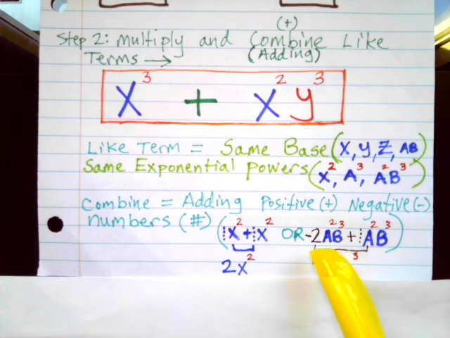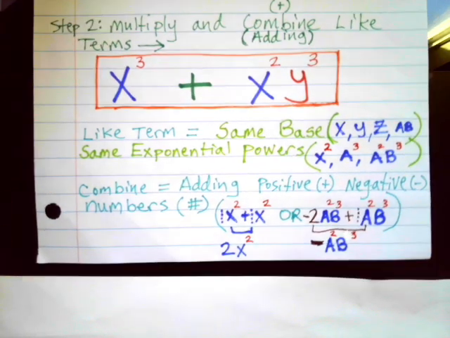So what does that mean? I can add or subtract these terms in front. Negative 2 plus a positive 1 gives me negative 1 A squared B cubed. All right, so that's a quick review of like terms.